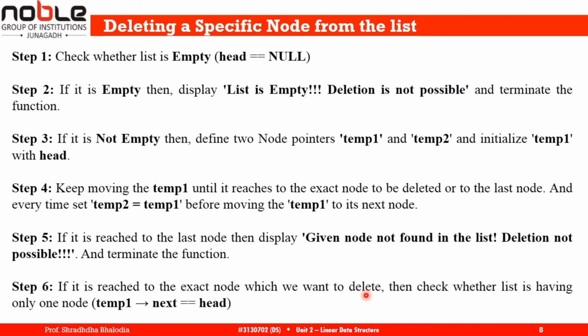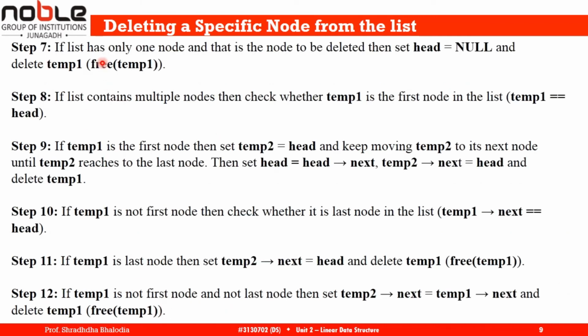If it has only the one node which we want to delete, then check whether only one node is in the list or multiple nodes. So by using the condition temporary 1's next is equal to head, we are checking whether the list has only one element. If the list has only one node and it is the node to be deleted, then set the empty conditions. It means head is equal to null and delete temporary 1.